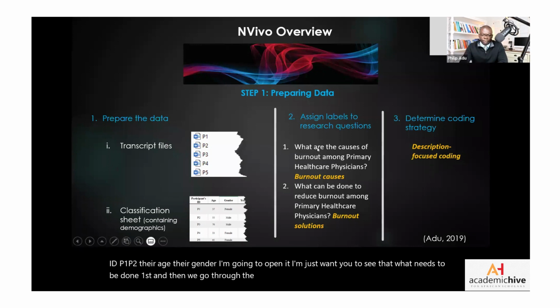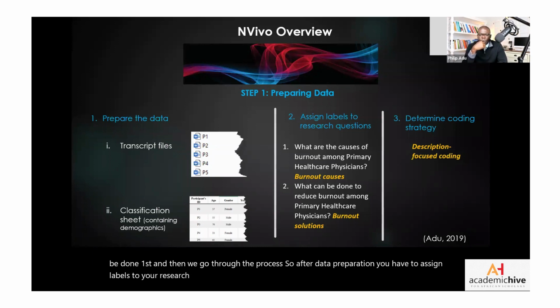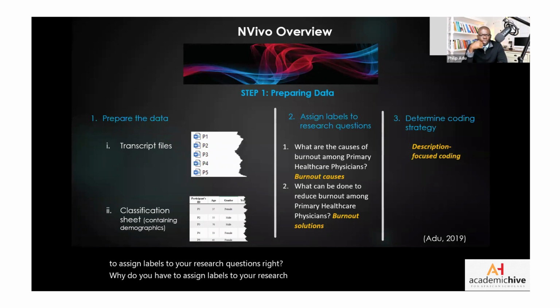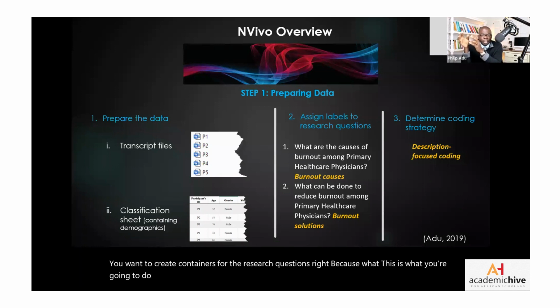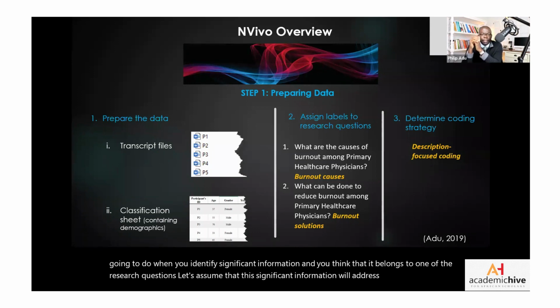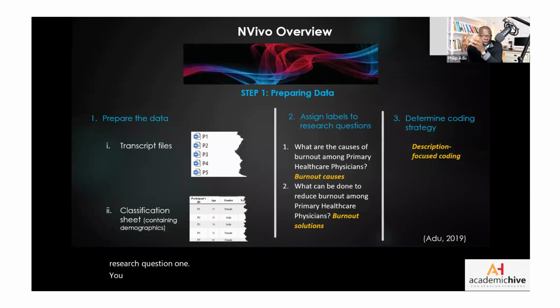After data preparation, you have to assign labels to your research questions, right? Why do you have to assign labels to a research question? You want to create containers for the research questions, because this is what you're going to do. When you identify significant information and you think that it belongs to one of the research questions, let's assume that this significant information will address research question 1, you develop a code or a container, right? Where are you going to put that container? You have to put it under research question 1.